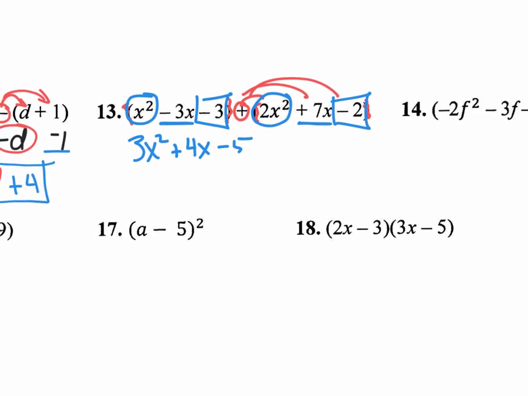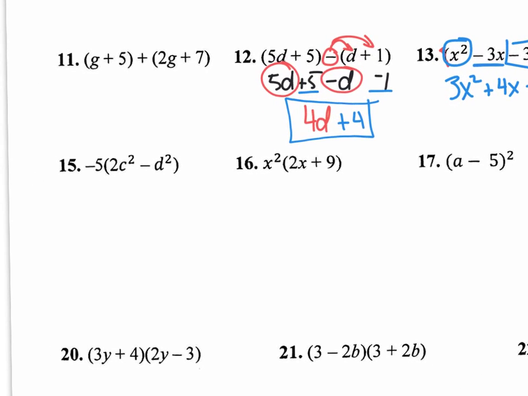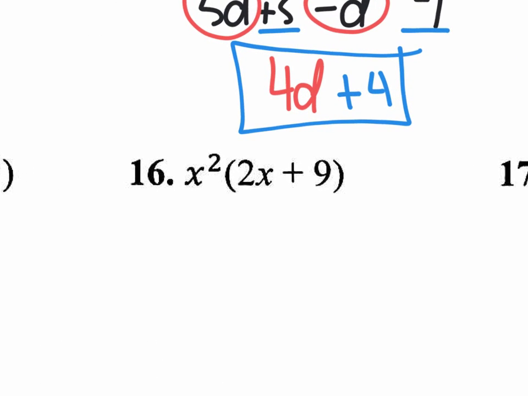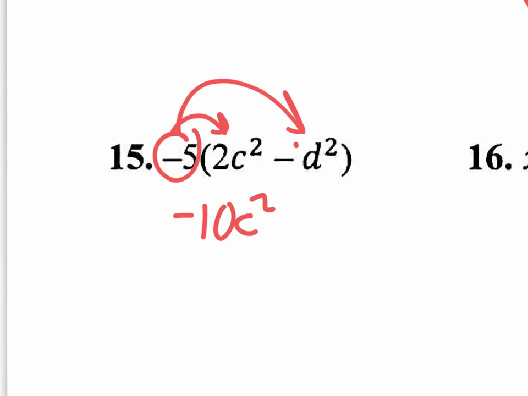Now, there's also multiplying, and there's different kinds of multiplying. Like let's say 16. Oh wait, we're not doing that one. We're doing the odd ones, huh? So 15, let's multiply by distributing negative 5 times 2c squared. That's like negative 5 times 2, that's negative 10. And the c squared, you just bring it down. And then negative 5 times, this is like if it were an invisible negative 1. So negative 5 times negative 1, that's positive 5. And the d squared, you just bring it down. So there's my answer to number 15.